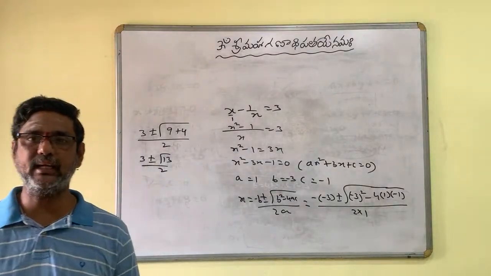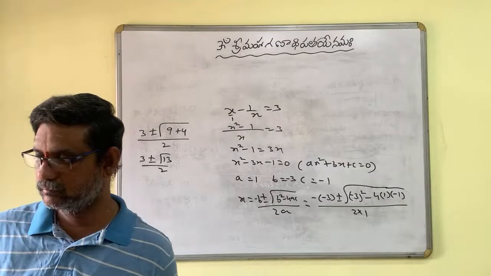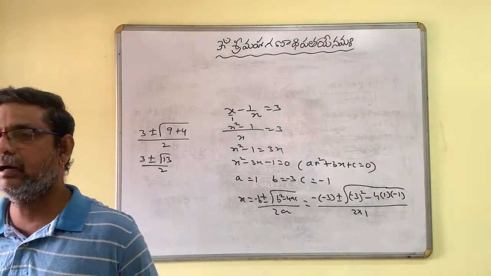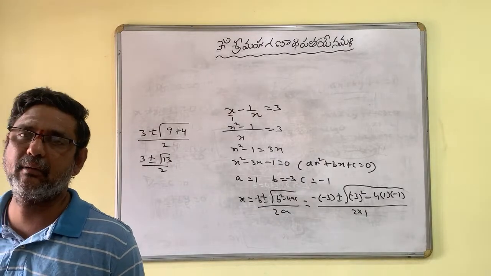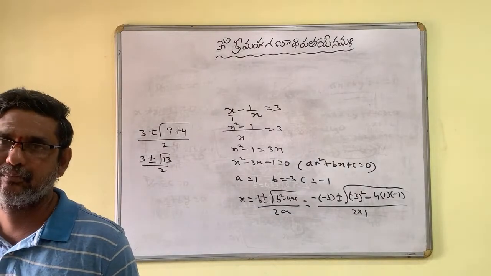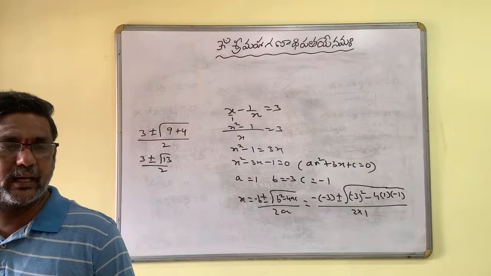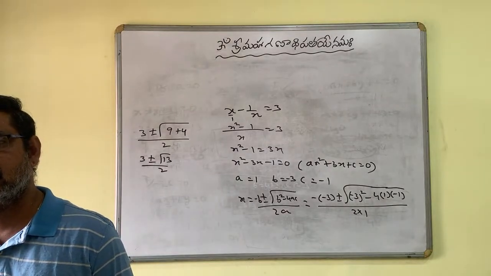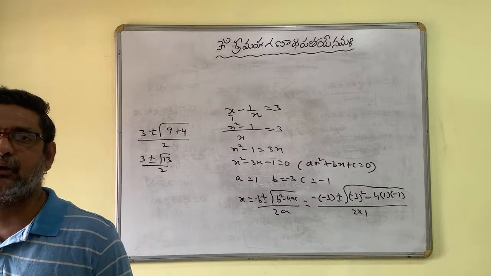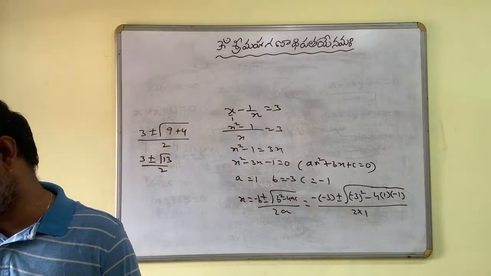What is square root 13? 13 is not a perfect square. So we have to leave it like that only. Don't do anything.